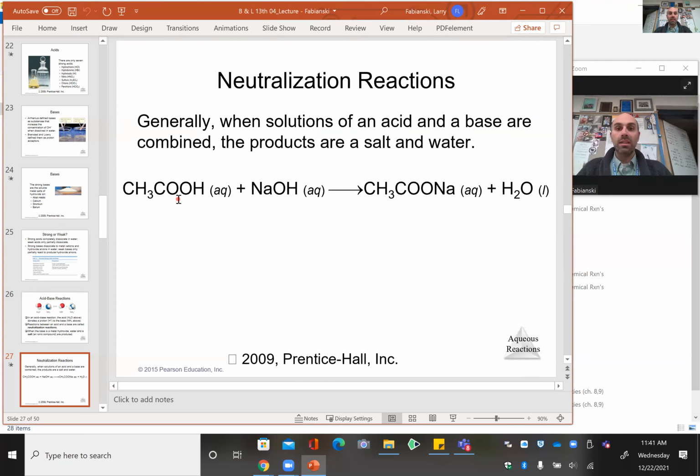Here we have acetic acid, right? So we have the acetate ion and sodium hydroxide. There's our metal hydroxide. We have sodium acetate along with water. This is our aqueous salt. Just because something is a salt doesn't mean it doesn't dissociate in water. In this case, it did. So we have our aqueous salt and our liquid water. Traditionally, the sodium would be written in front. Positive ions come first, followed by the acetate being the negative, the anion.